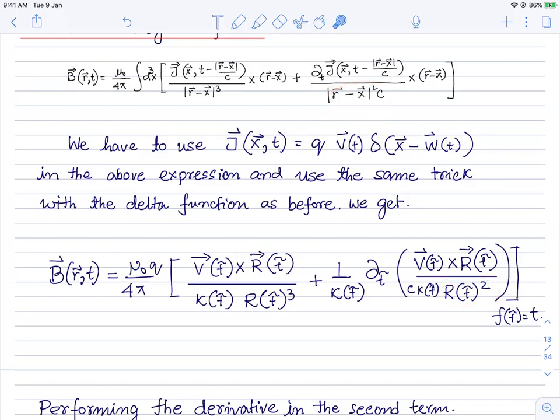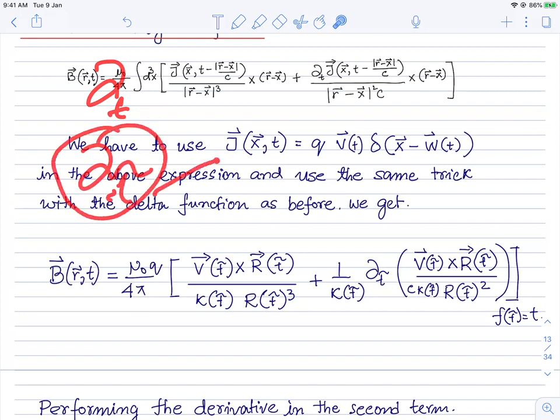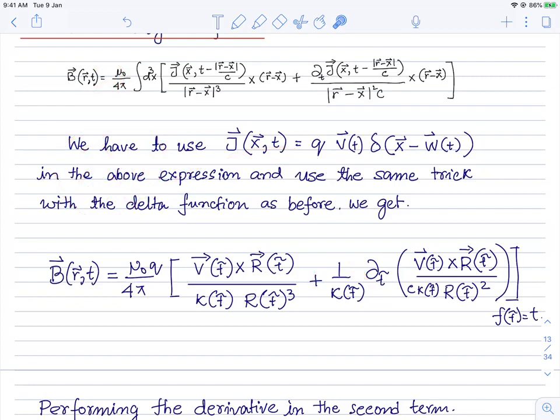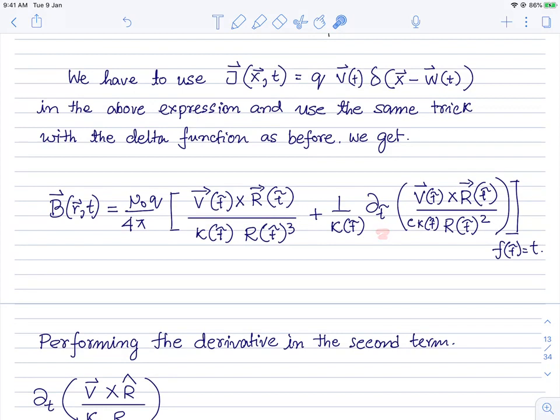And then finally, when you convert the del t into a del t tilde, you get an additional factor of kappa which comes in here, because of the change in derivatives. So this is with respect to t tilde now. Very good. And eventually, of course, you have to use the retarded condition and substitute back t tilde in terms of t, where this t is the time at which you are trying to find the magnetic field.